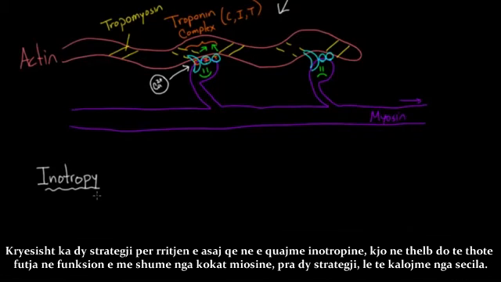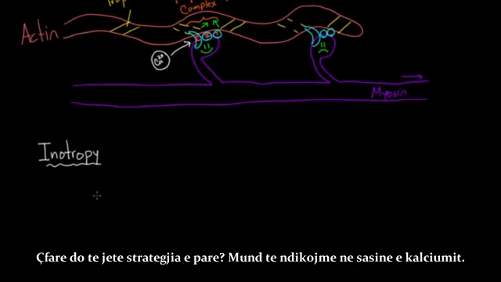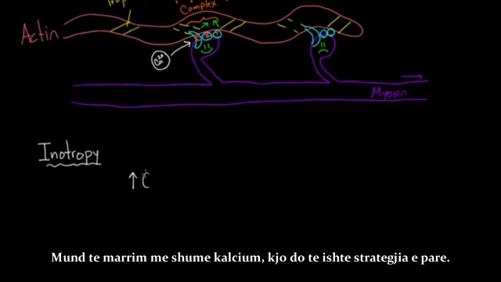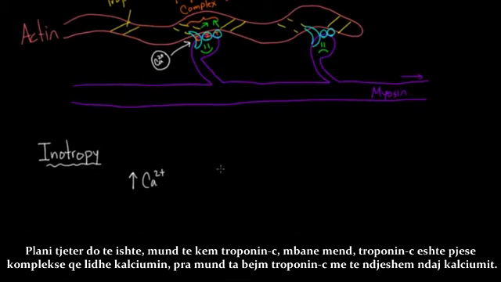Let's go through them one by one. So the first strategy would be what? Well, you could affect the amount of calcium, right? You could get more calcium around. That would be one strategy. And the other strategy might be you could have the troponin C. Remember, the troponin C is part of the complex that's actually binding the calcium. You could get troponin C to be more sensitive to calcium.